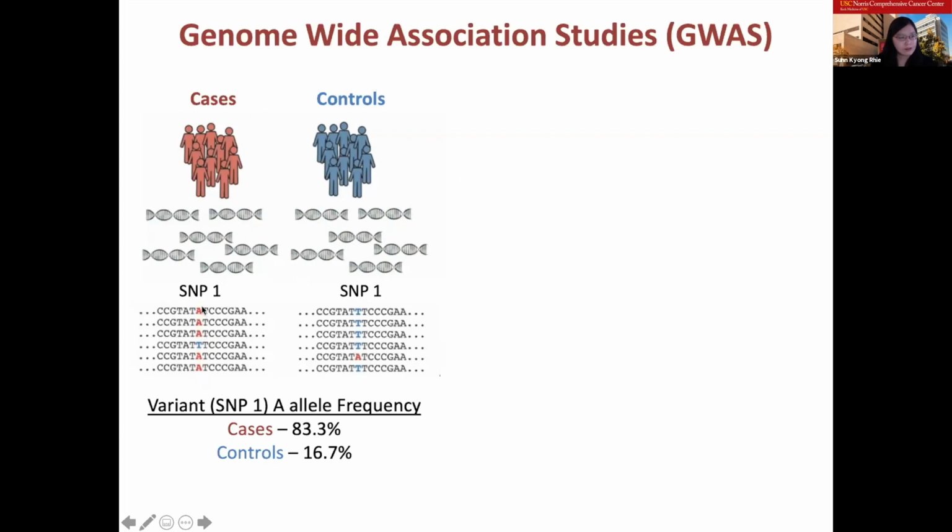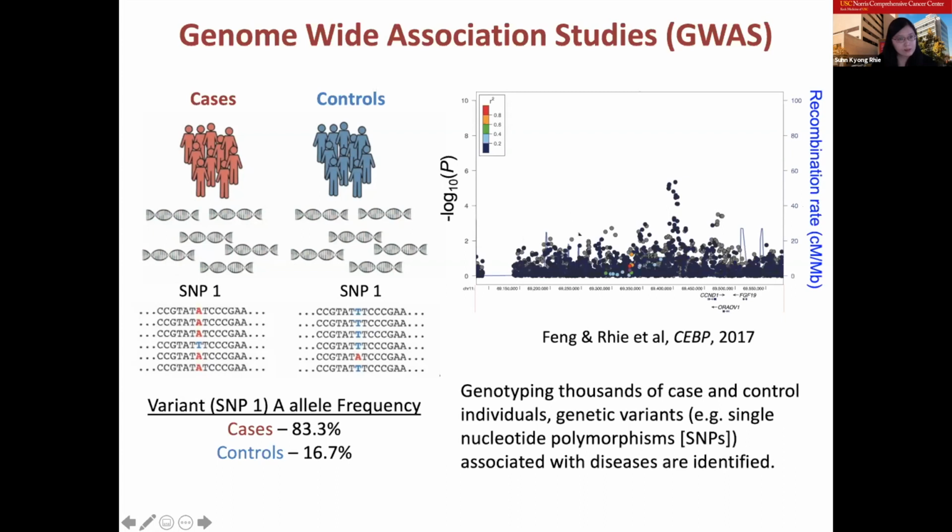For example, here, SNP1, the same SNP, but people with these cases, for example, prostate cancer, tend to have more A allele compared to the control group, which has more T. And by performing some analysis, we're able to find SNPs that are associated with risk. So we are able to work with epidemiologists here at USC, and we found some of the risk SNPs that are associated with prostate cancer and breast cancer.